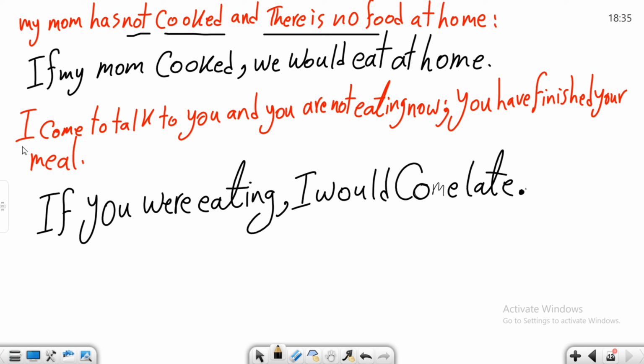The fourth example here, I come to talk to you and you are not eating. Now, I know that you are not eating. I say, if you were eating, I would come late. I would come later, for example. Here, I would come later.